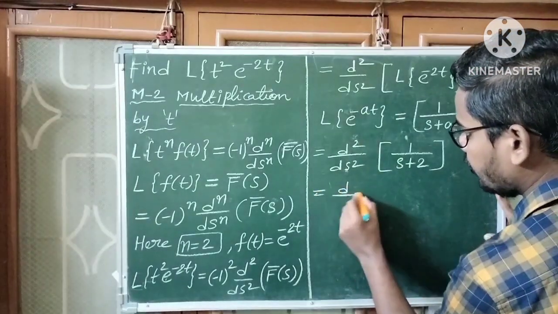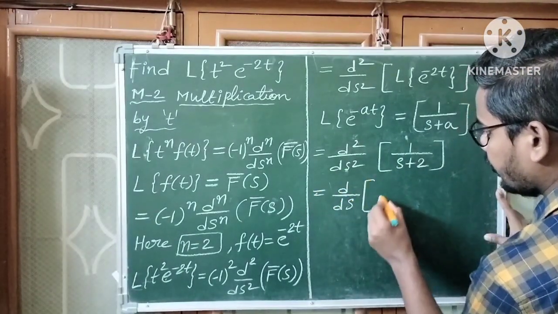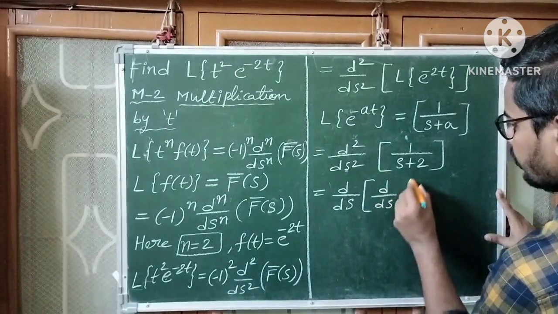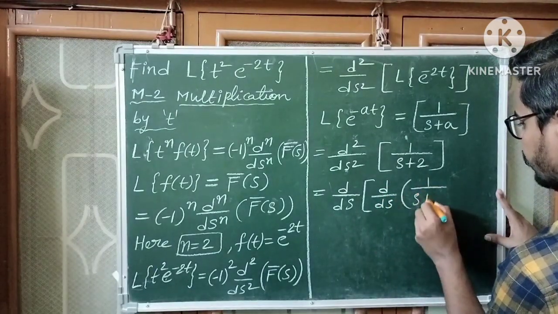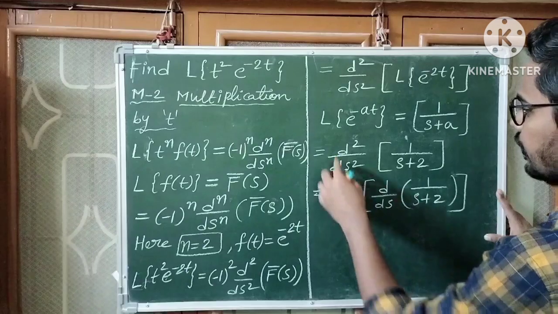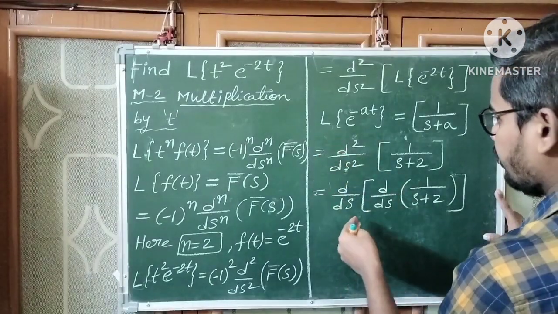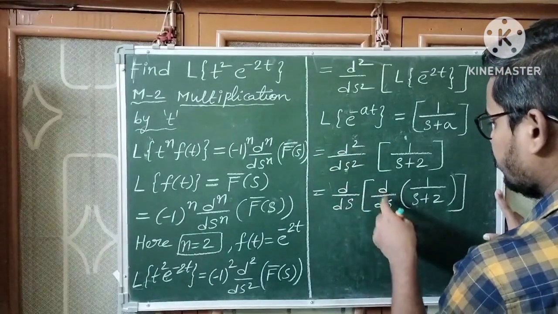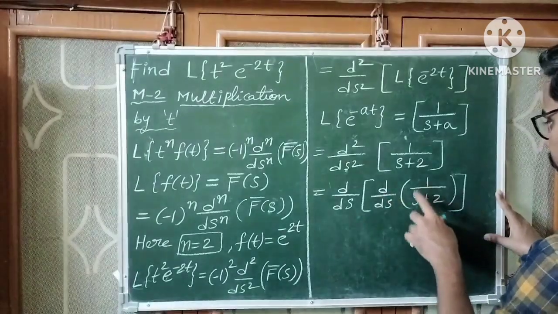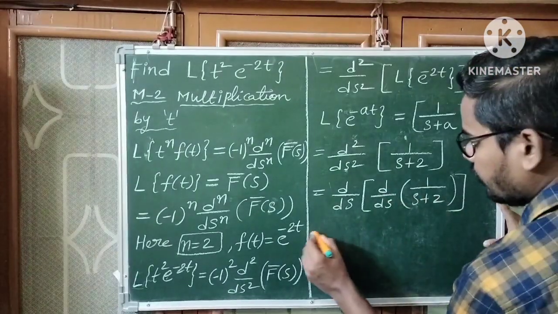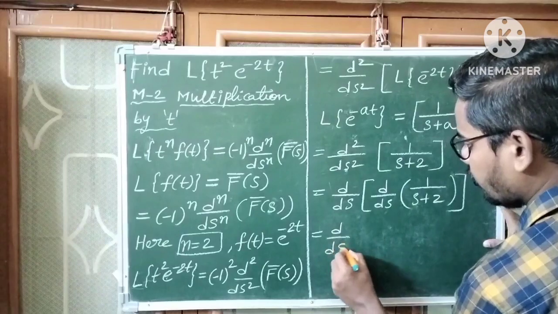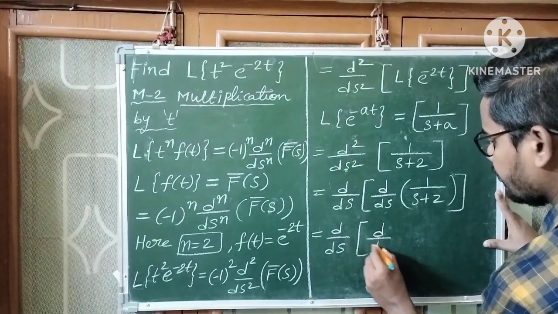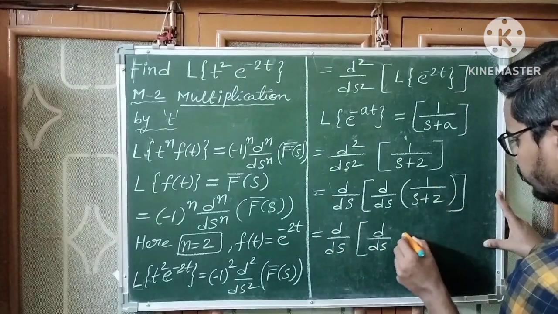So it can be written as d by ds of d by ds of 1 by s plus 2. So it means, see, d square by ds square we can write as d by ds into d by ds. First find the derivative of 1 by s plus 2.